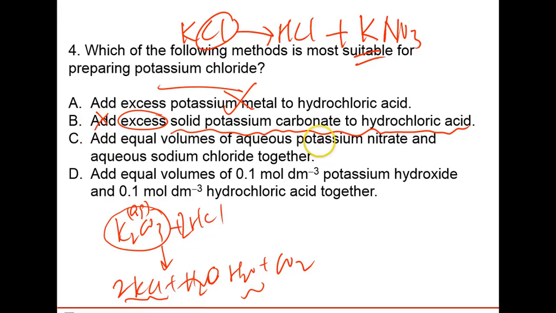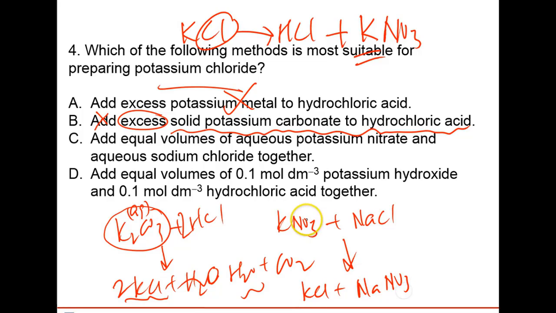Next method, potassium nitrate with sodium chloride, KNO3 plus NaCl. So what do we get? We get KCl plus NaNO3. This is soluble in water. This is soluble in water. This is soluble in water. This is soluble in water.